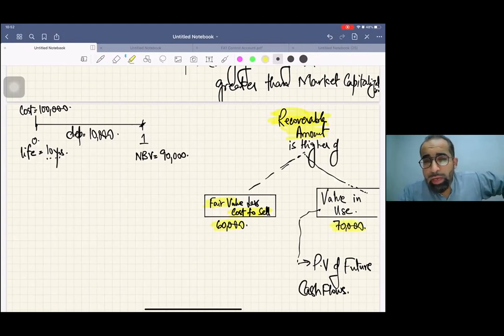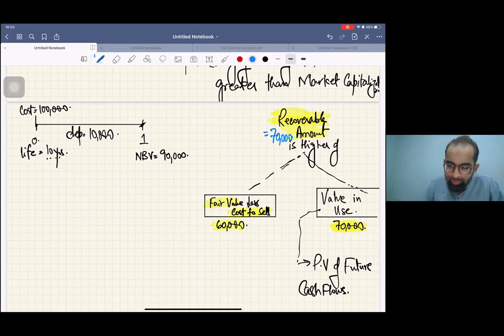Now, how do we calculate recoverable amount? Look at the screen and think over it. Recoverable amount is basically the biggest benefit. Even in our practical life, a human being also goes for maximum benefit, right? So 60,000 is fair value less cost to sell, and value in use is 70,000. Which one is higher? The higher is 70,000. So your recoverable amount is 70,000, right? Recoverable amount means the biggest benefit which we can get from that asset.